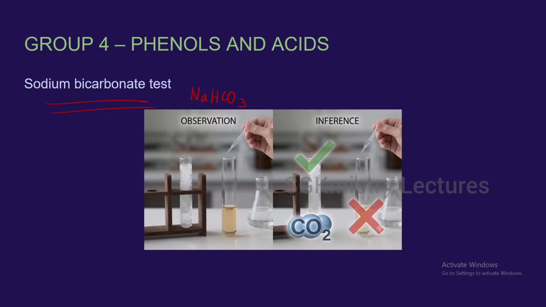So when you add it, if there is a weak effervescence, then we can say that acid is present. If there is no effervescence, then we can say that the given sample may be phenol. Right. So let us look into the further tests that we need to carry out in order to confirm whether the given compound is a phenol or an acid. So first, let us look into how to test for acids.